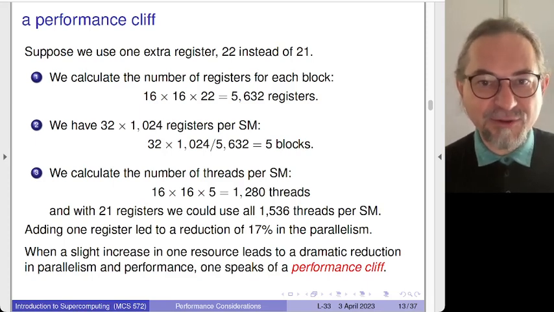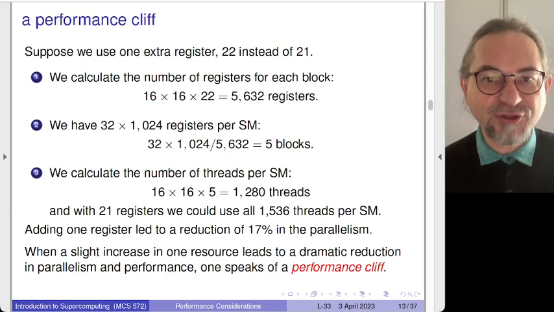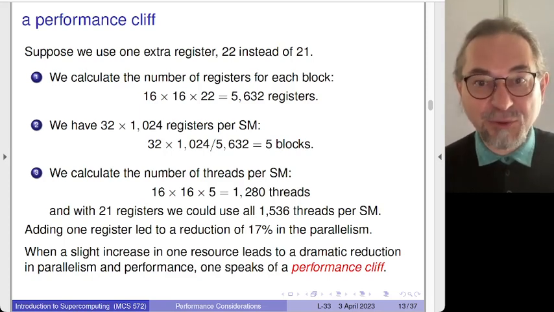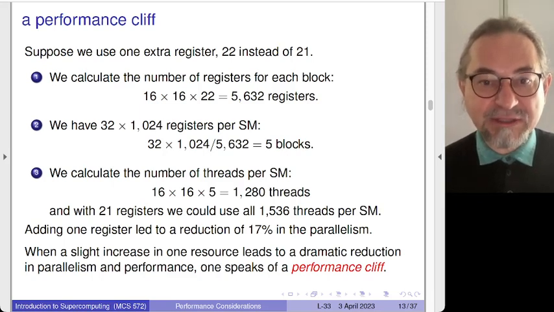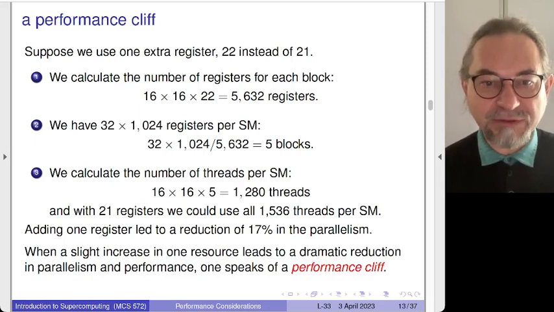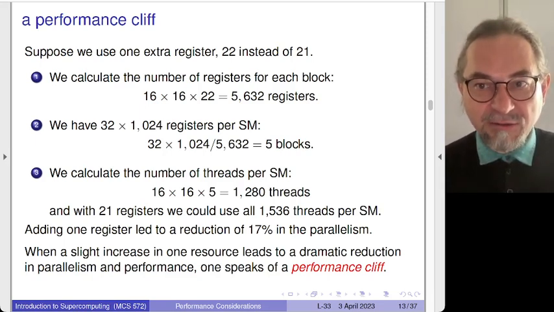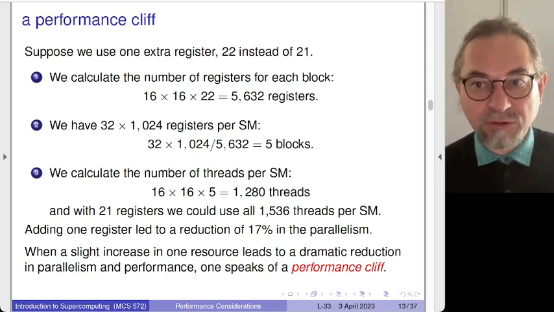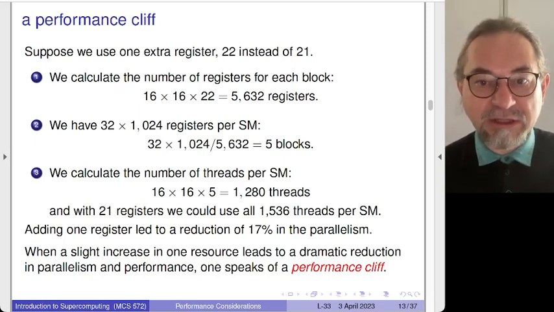Here is the scenario. Instead of 21, you use 22 registers. Now you are using many more, and it actually matters because instead of 6 blocks, you can only hold 5 blocks per streaming multiprocessor. That significantly reduces the number of threads that you can keep resident on one streaming multiprocessor. So making a rather innocent change, which one could have considered an optimization, leads to a 17% reduction in the parallelism. And that is a performance cliff.